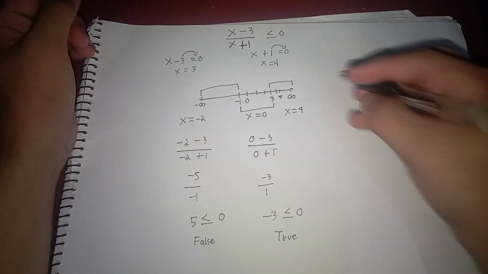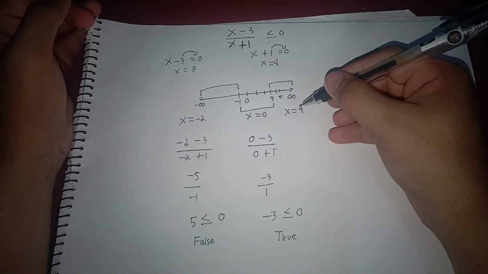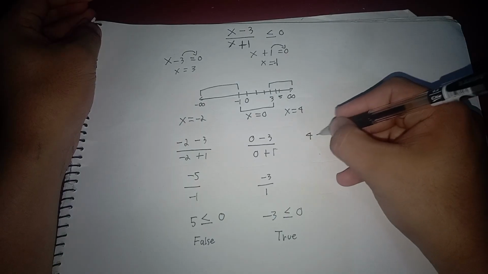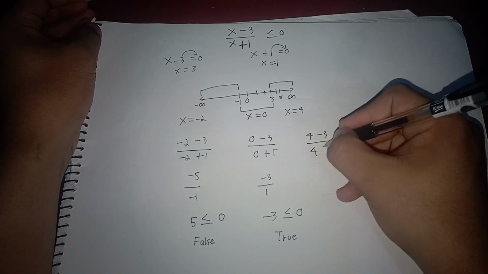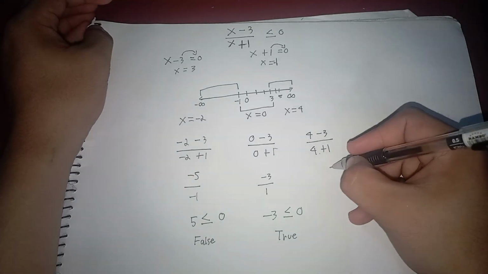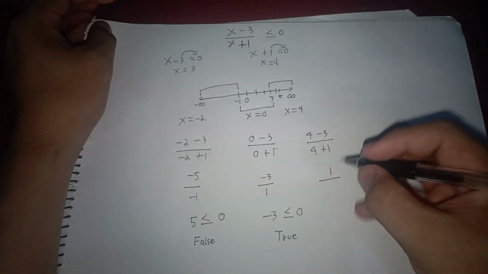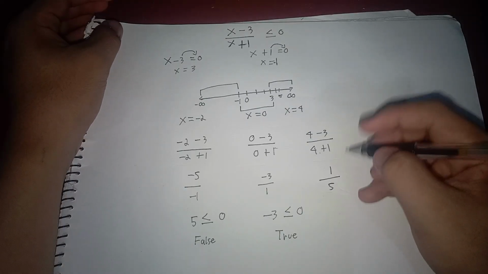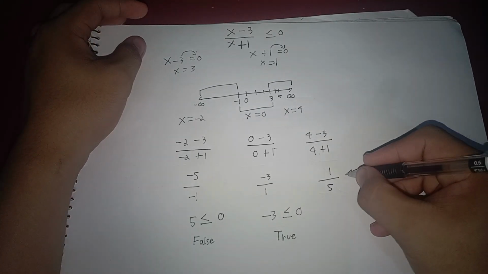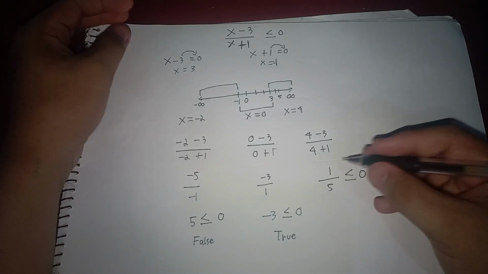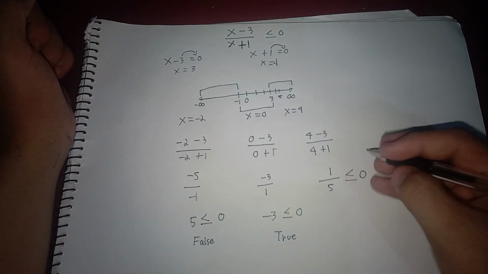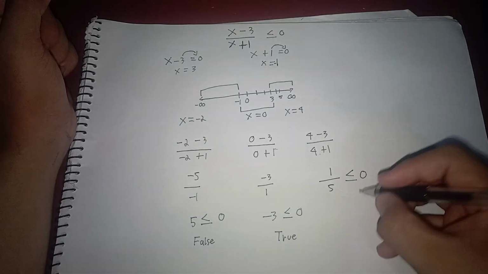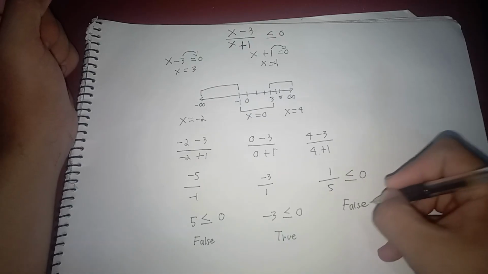Now we'll move on to this side. The x equals 4. I'm gonna do the same, just substitute the x. 4 minus 3 over 4 plus 1. 4 minus 3 is 1, over 4 plus 1 is 5. You cannot divide 1 by 5 evenly, so it stays like that. Then we just put it here. So is 1 fifth equal to or less than 0? This is false.